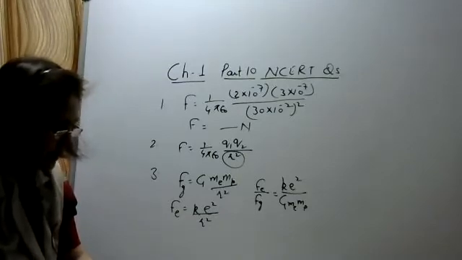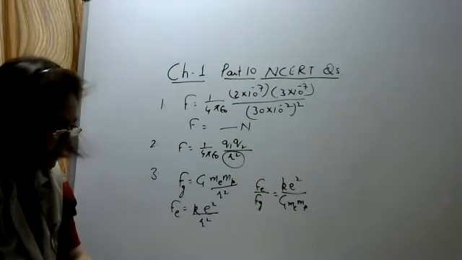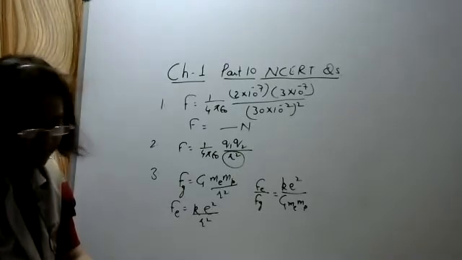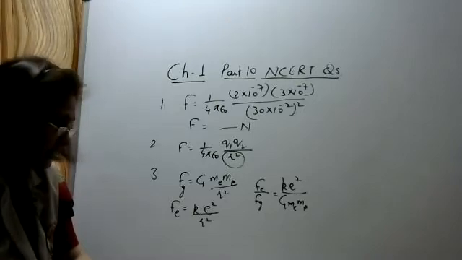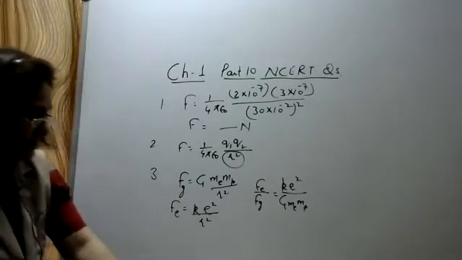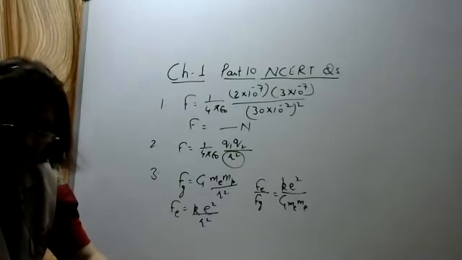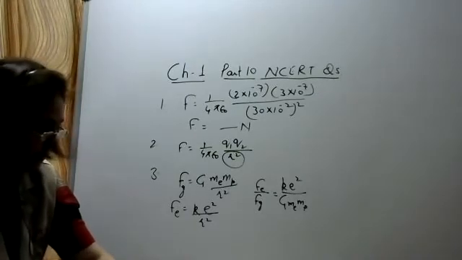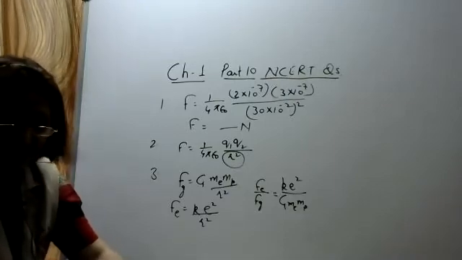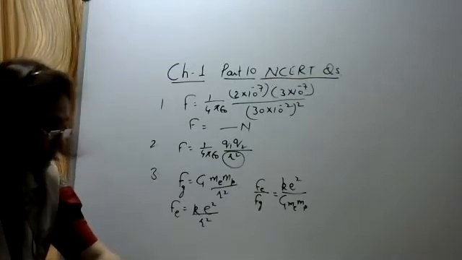B part: why can one ignore quantization of electric charge when dealing with macroscopic charges? Macroscopic means large scale charges. As we know, the charge on the electron is very small, e is 1.6 into 10 raised to the power minus 19. And for large scales, n is very large.